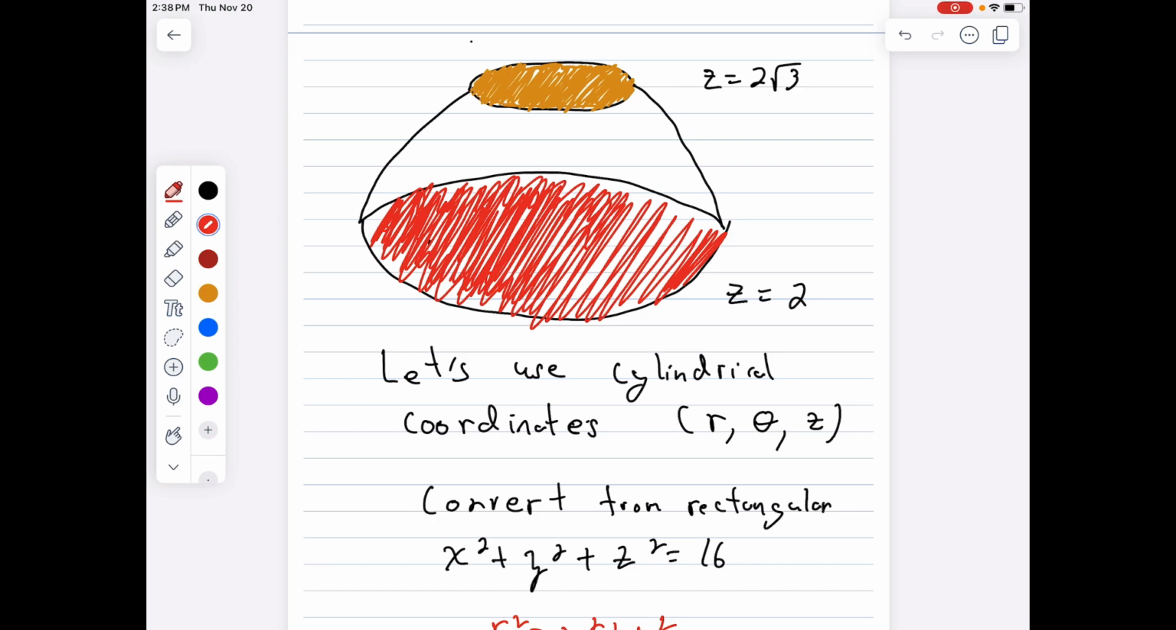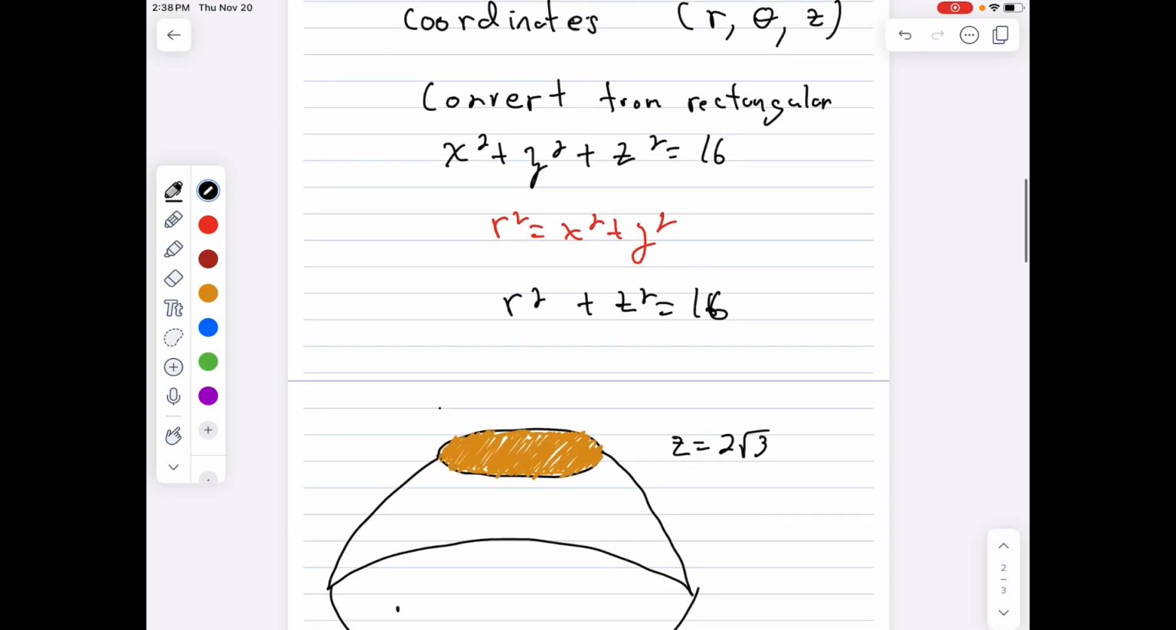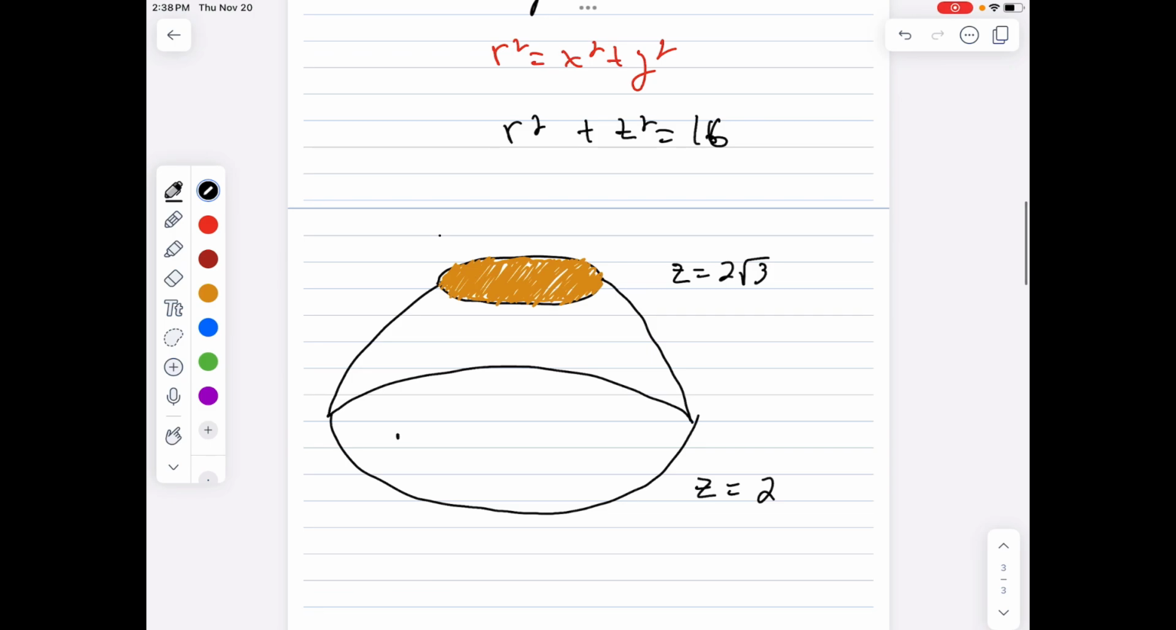Okay, so we're going to use cylindrical coordinates, and first of all, I'm going to convert our equation that's in rectangular to cylindrical. So x squared plus y squared is equal to r squared in cylindrical and also in polar. So we're going to use that. Your equation becomes r squared plus z squared equals 16. Now I'm going to use this equation to set up our triple integral here.